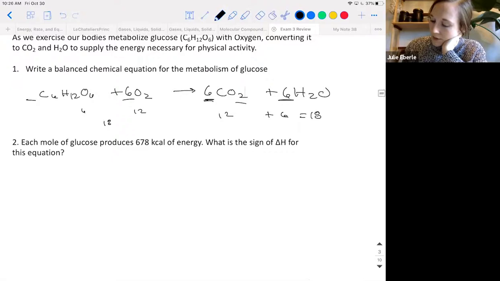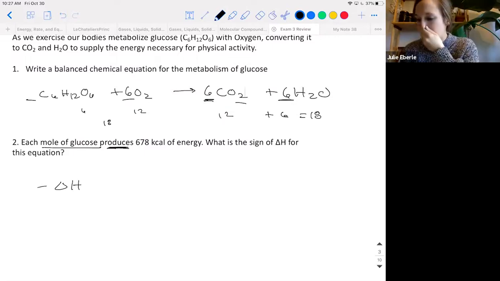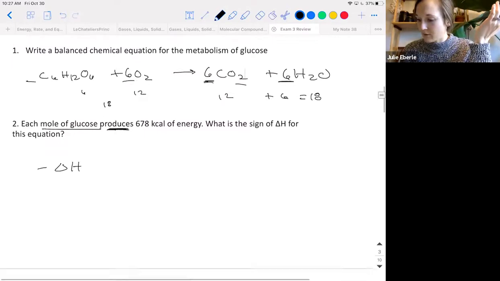All right, now question 2 says each mole of glucose produces, keyword here, produces 678 kcal of energy. What is the sign of delta H for this equation? So if overall we're producing energy, is delta H positive or negative? Negative. So delta H is negative. And that's it for that question. So exothermic.